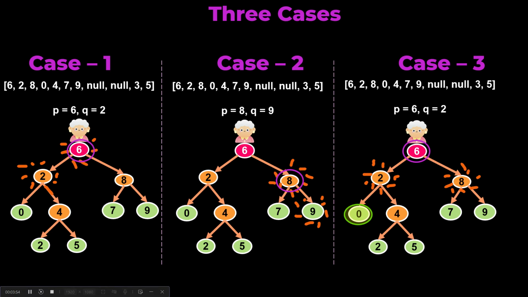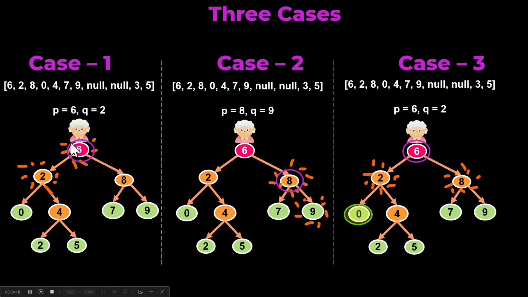Before I go on, I want to summarize the 3 cases that we have observed. In case 1, we have seen that in the given binary search tree, P can be on the left side and Q can be on the right side, or vice versa. Let me go again. In this example, case 1, P and Q.